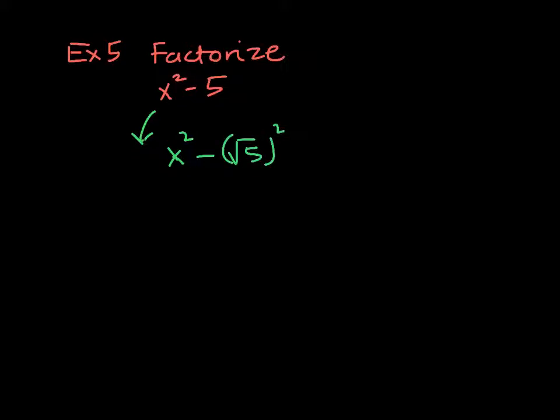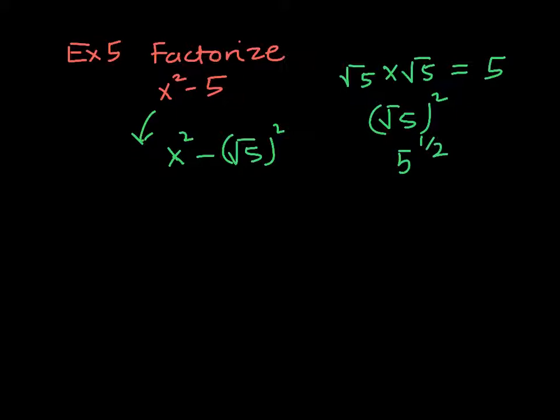What is root 5 squared? Well, if you can refer to the source section, root 5 multiplied by root 5 is equal to what? 5. So root 5 multiplied by root 5 is the same as root 5 what? Squared. Okay? Another way to write root 5 is 5 raised to power half. So if you square 5 raised to power half, what do you do? You multiply the powers. 2 goes in 2, so what you have is 5. So we can write it this way: x squared minus root 5 squared.